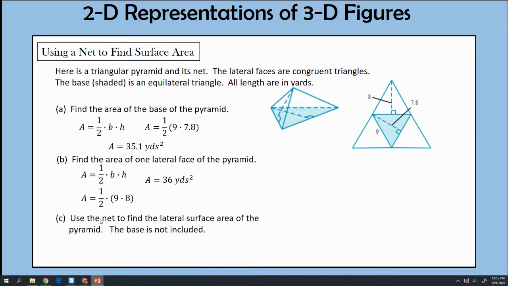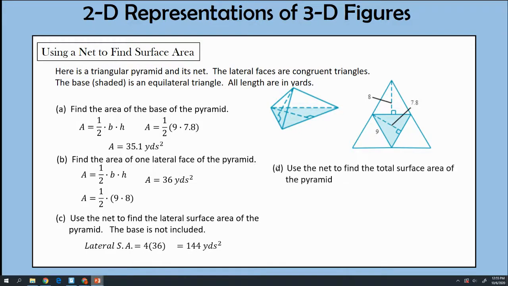Now, use the net to find the lateral surface area. The lateral surface area is all of the surfaces except for the base. So I got, oops, this should be a 3, guys. My apologies. I got 3 triangles. Each are 36. So this should be 108. I screwed that up. 108. That's my mistake. Make sure you fix that. 3 of them, 108.